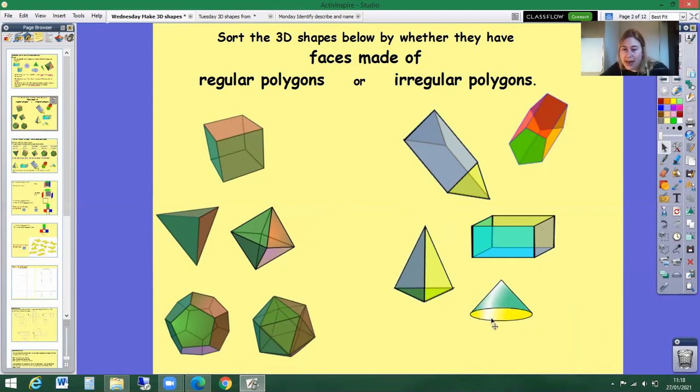And we've got, well, just a strange one here, haven't we, a cone. Yeah, it's a strange one, isn't it? Circular face and then a curved face. So it doesn't quite fit the regular pile.